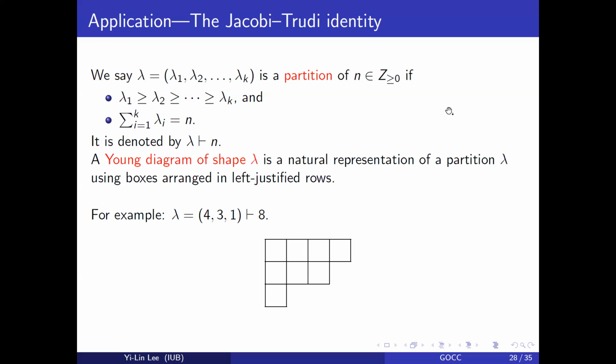There's a natural representation of the partition lambda called a Young diagram. In the first row, just put lambda 1 unit squares. In the second row, you put lambda 2 unit squares, and so on, so that those unit squares are arranged in left-justified rows. This is an example for the partition 431.